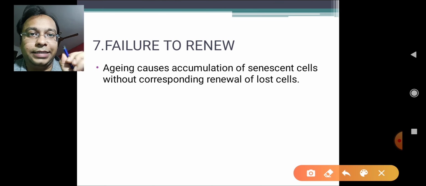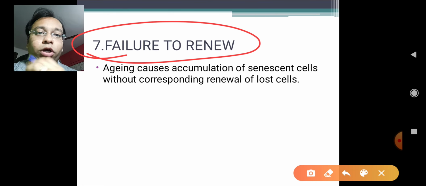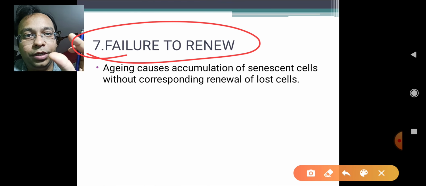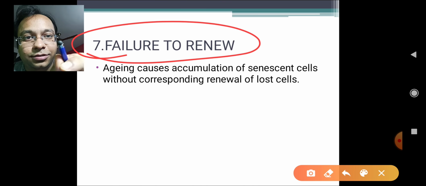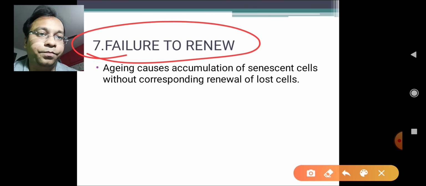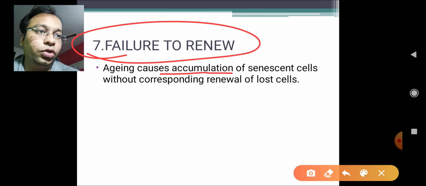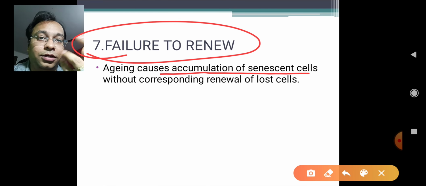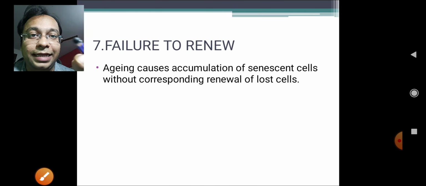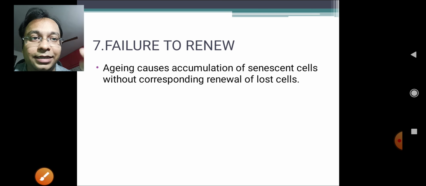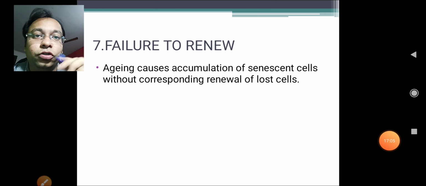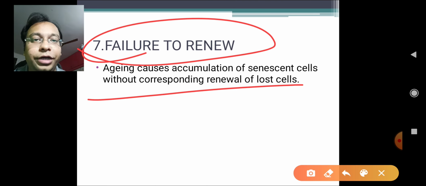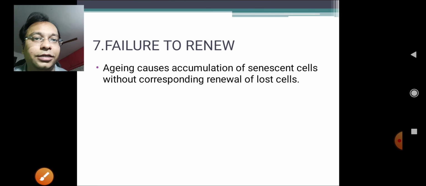The seventh theory is the failure to renew. What does it mean? As we have discussed, with each cell division the telomere will be shortened, so there will be cellular senescence. But these senescent cells will gradually accumulate, and there will be no renewal cells. Suppose you have lost certain cells, then they will not get renewed by other cells. So there will be no renewal of the lost cells, and that is the theory of failure to renew. That's why you will have cellular aging.